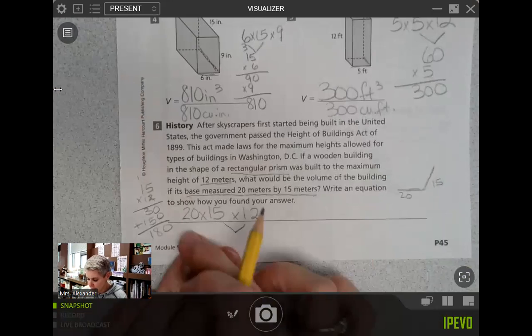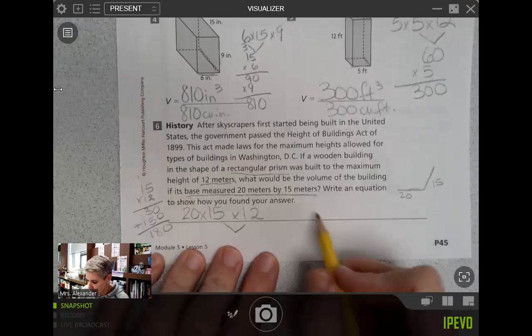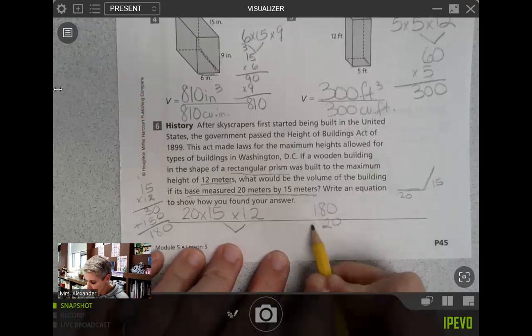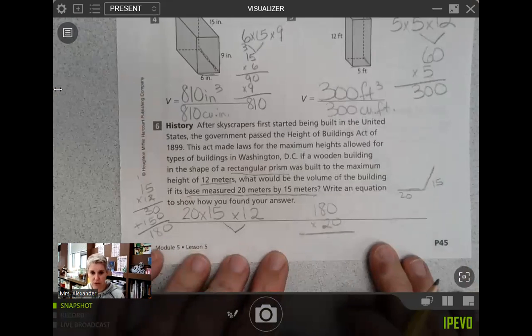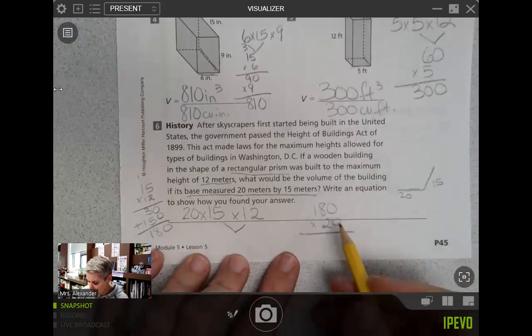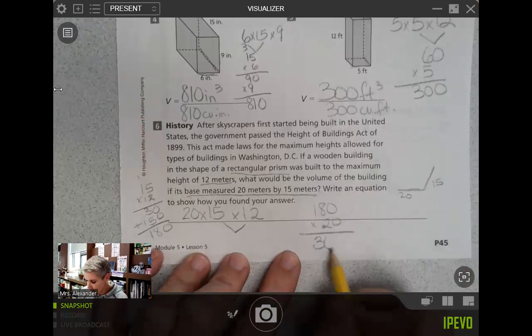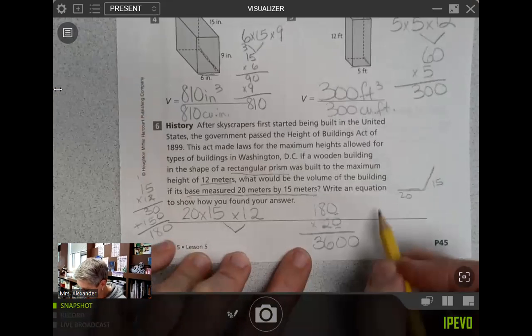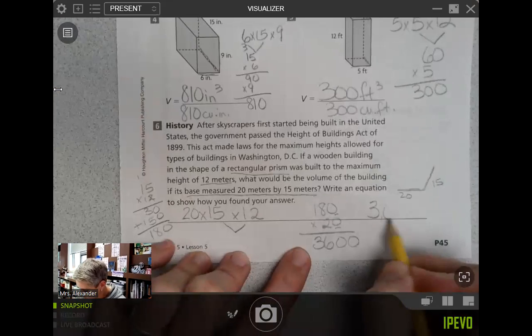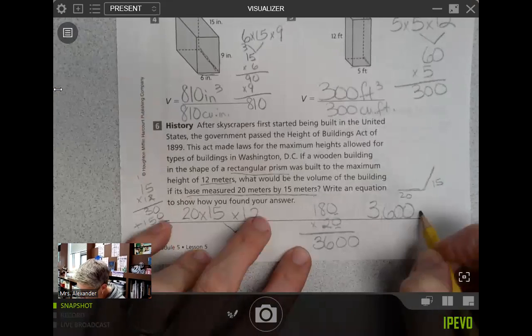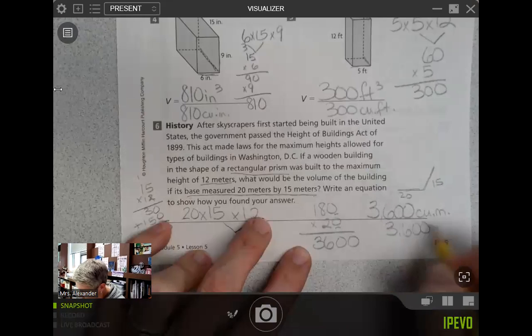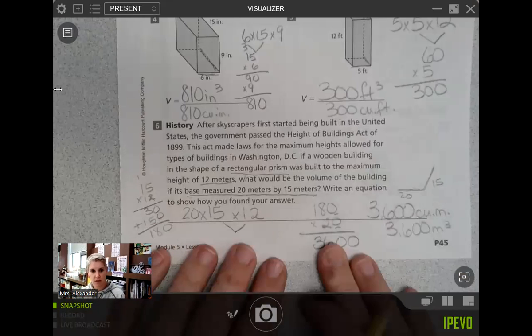I did that first because I wanted to work with this 0. So if I have 180 times 20, I'm going to ignore both of those zeros for just a moment. Do 18 times 2. I know that's 36. I'm going to drop both zeros into place, and we're going to get an answer of 3,600 cubic meters.